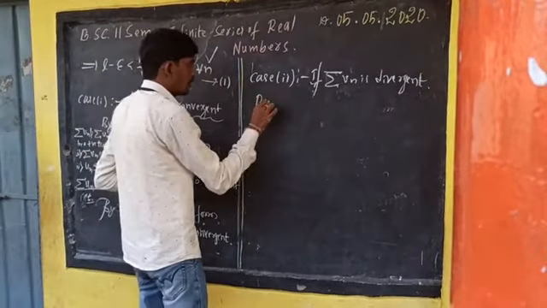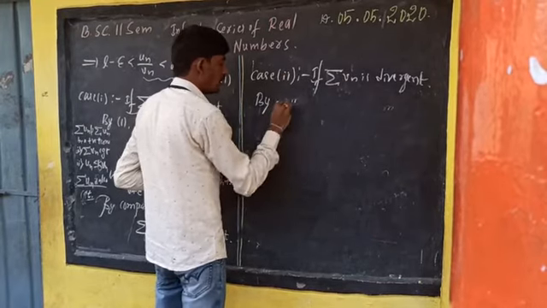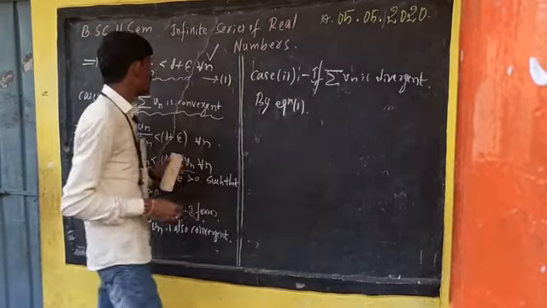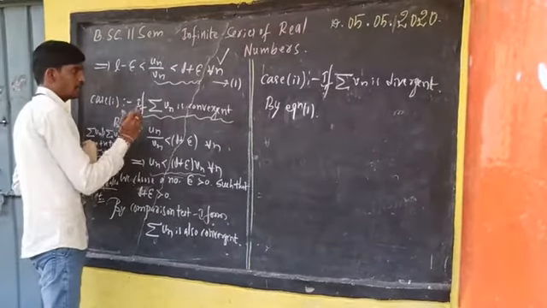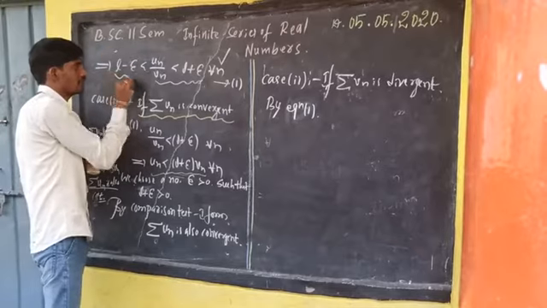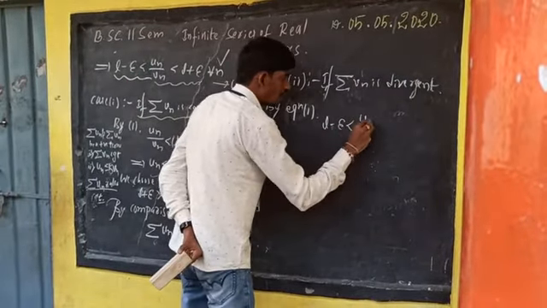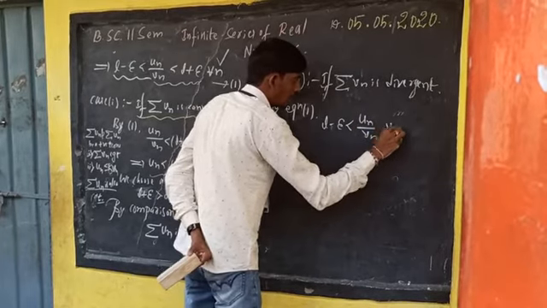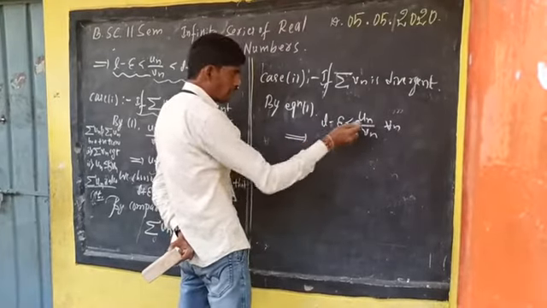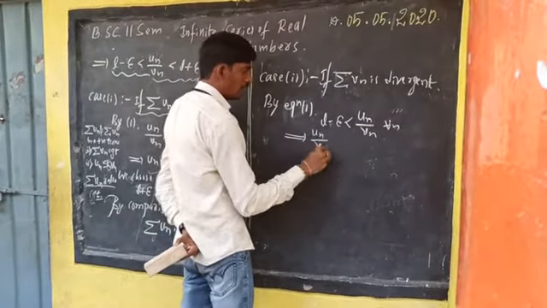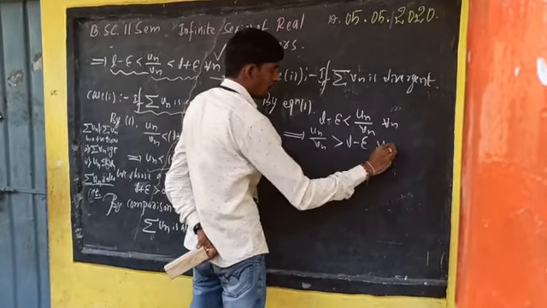Okay, by definition, by equation 1. What is equation 1 here? You look at this one, equation 1, the right side of the previous one. You take this second one here. Right, by 1, L minus epsilon is less than un by vn for all n. The left side of result number 1, you write it in reverse: un by vn is greater than L minus epsilon for all n.